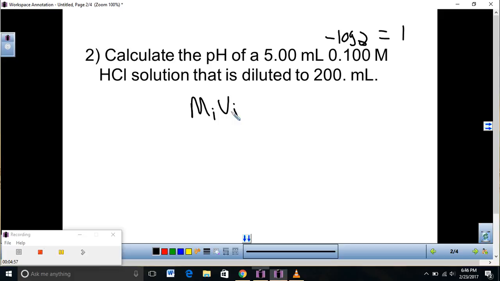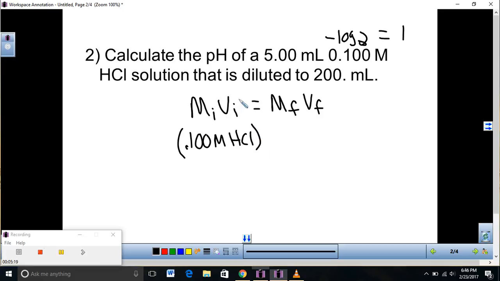So we've done this formula before, the initial molarity, initial volume, and the final molarity, final volume. So I need to find the new molarity once I dilute this thing down. So the initial molarity was a 0.1 molar hydrochloric acid.